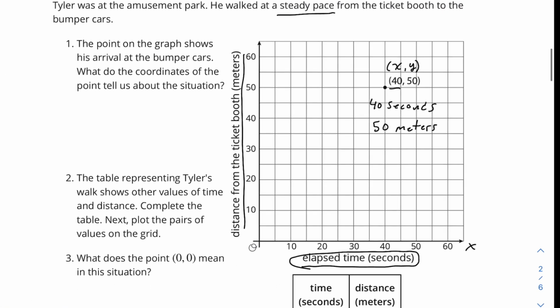So we're going to write that for our answer for number 1. So what does it tell us? It took Tyler 40 seconds to walk 50 meters. So that's what we can gather from just looking at that point on the grid.